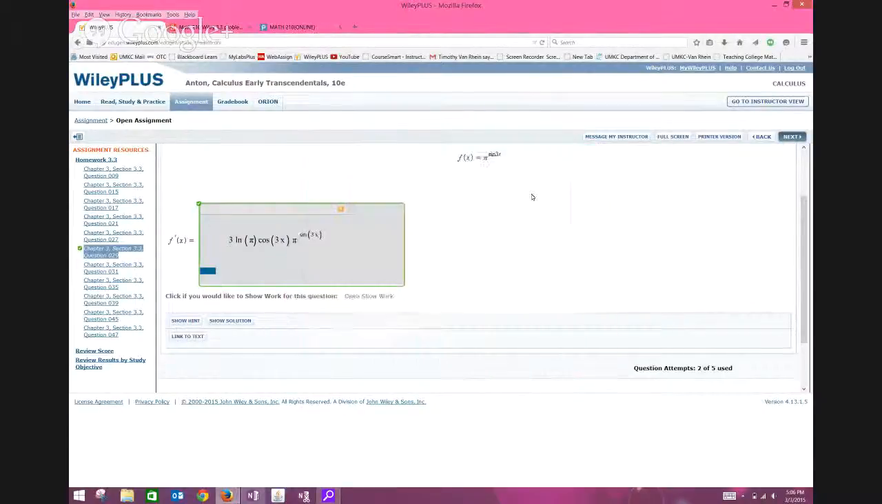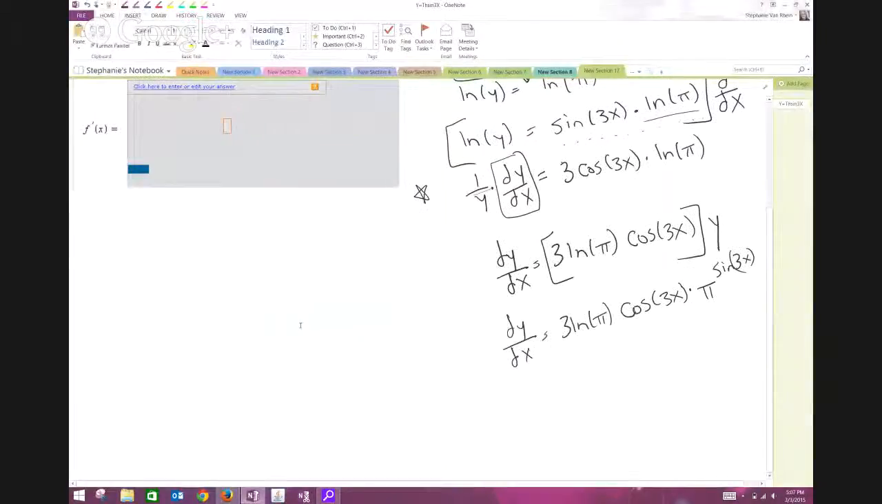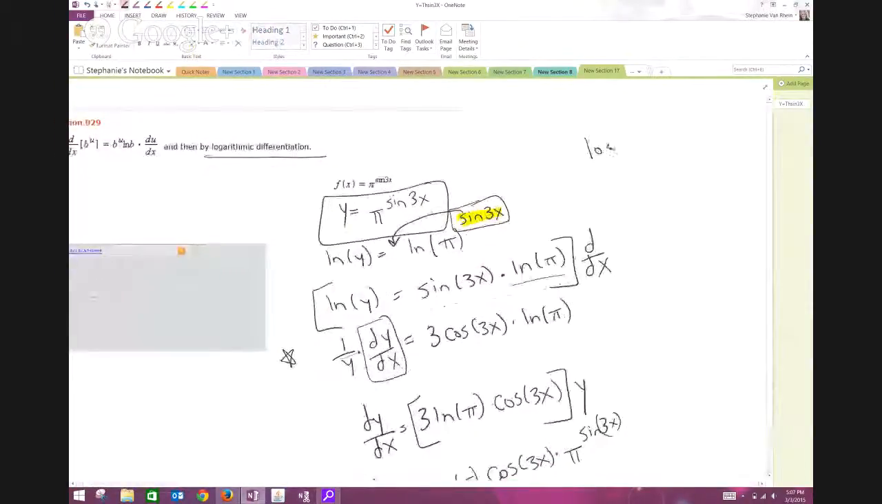So anytime it's going to ask you to use logarithmic differentiation, that's the process. You take ln of both sides, and once you do that, you can take the exponent and move it out front, because of the properties of logs. ln of a to the b power can be written as b times ln of a, and that's just a property of logs that comes in handy when you have a to a power.